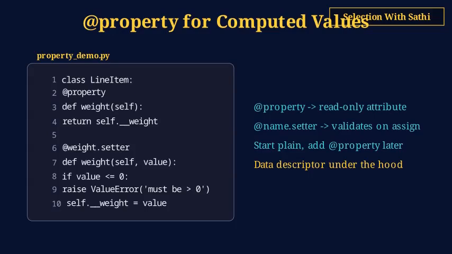The beauty of properties is Python's uniform access principle. You can start with a simple public attribute, then replace it with a property without changing any code that uses the class. Under the hood, properties are class-level data descriptors.